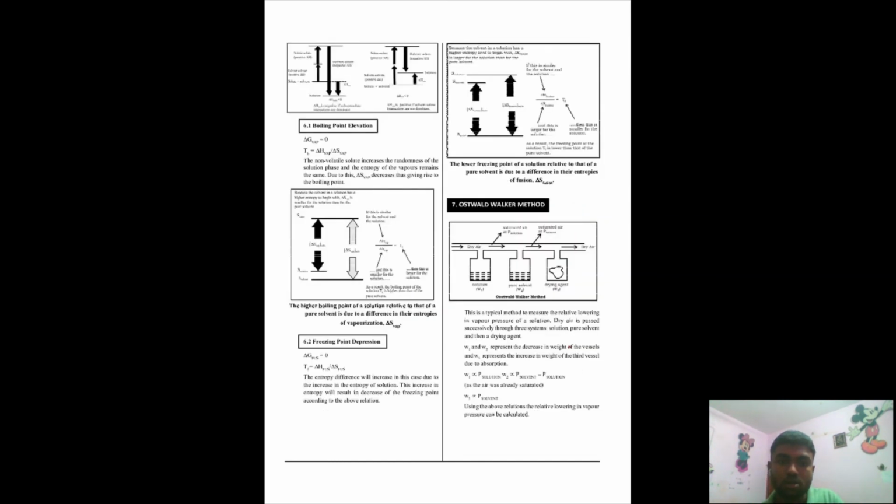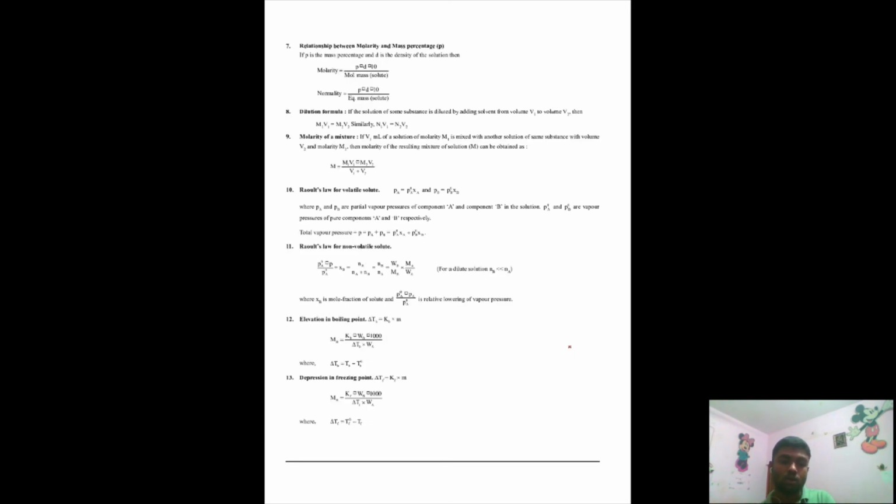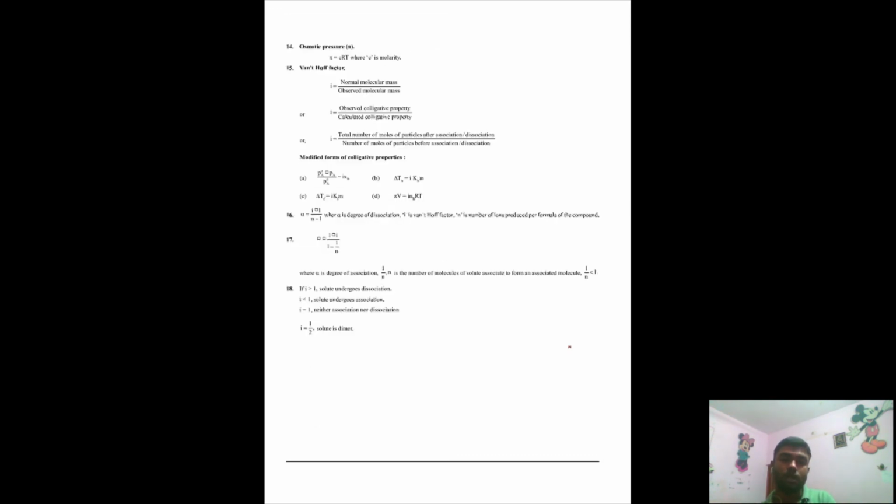Now, thermodynamics of dissolution, these are not very important from your board's exam perspective. These are just very deeper theories. Now we come into the formulas. All of the formulas that you have interacted with before, they're all here for your quick revision. Go through all of these formulas, they are very important. And revise the chapter.